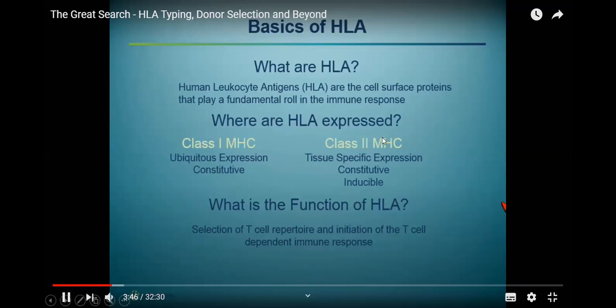And then in terms of function: selection of the T cell repertoire, initiation of the T cell dependent immune response. Class 1 with CD8, class 2 with CD4, which constitutes the CD4 attached T cell receptor. Their main function is to help the T cell repertoire elicit an immune response.